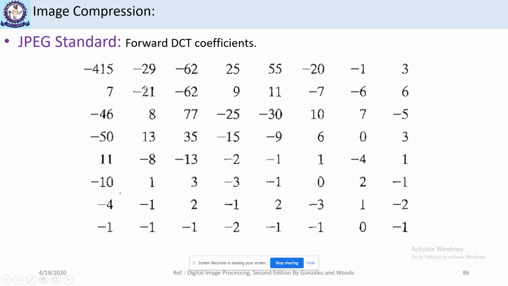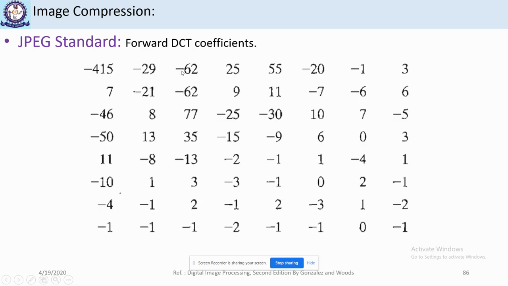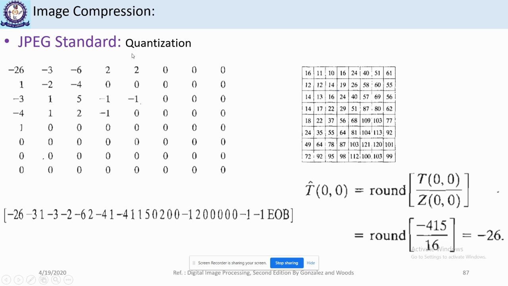After dividing minus 19 by 11, we get 2 point something, so that will be rounded to minus 3. Then minus 62 divided by 10, that is 6.2, is rounded off to minus 6.